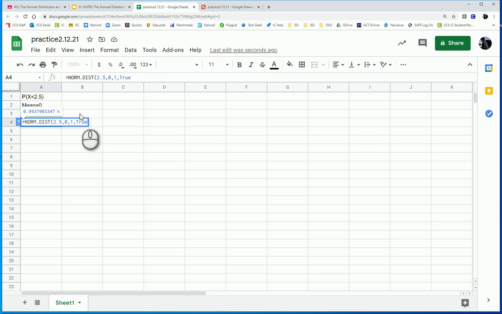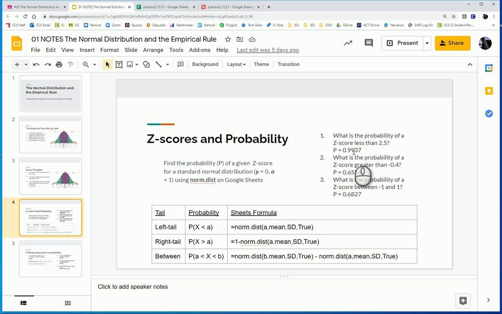And we can press enter. It'll add in the little end parentheses. So the probability that a z-score is less than 2.5 is 99.37%, or 0.9937. Okay, well, what about the probability of a z-score greater than negative 0.4? Remember, that's to the right. That's a right-tailed, because it's greater than.